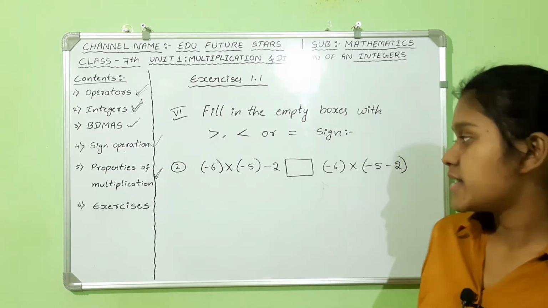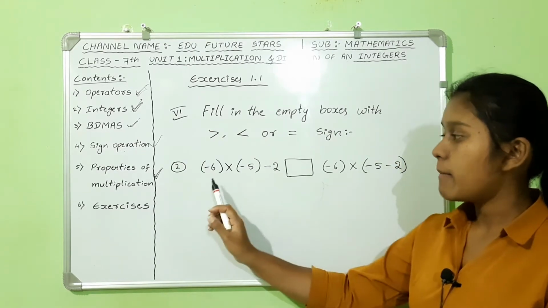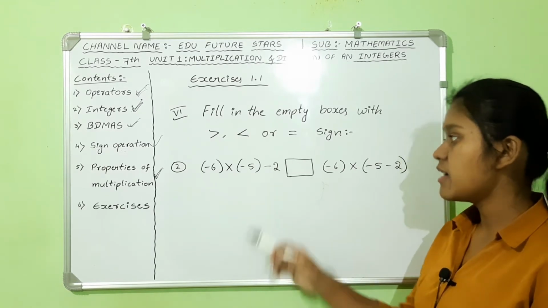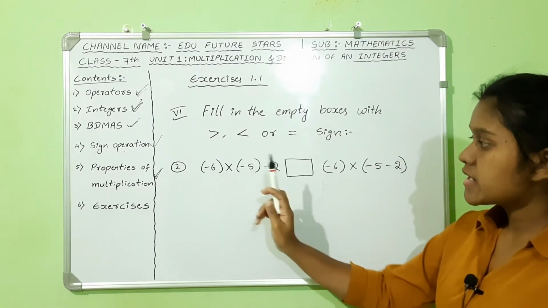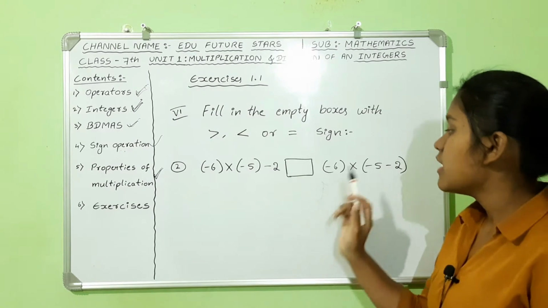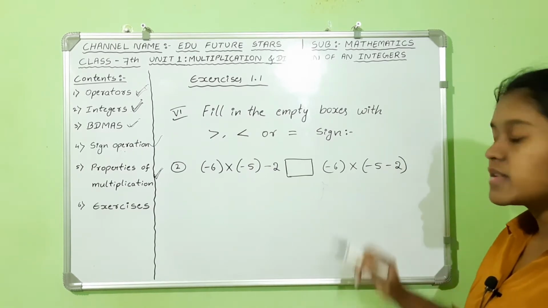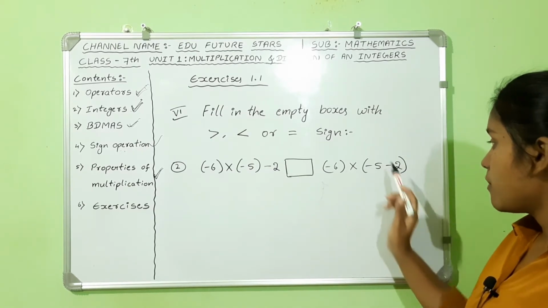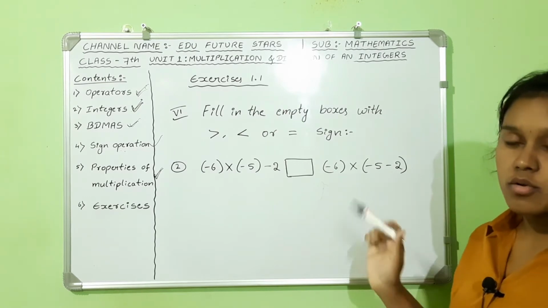Okay friends, now let's see the second question here. Minus 6 into minus 5 minus 2. Minus 6 and minus 5 are in a bracket. And let's see the right hand side. Minus 6 is in the bracket. And also minus 5 and minus 2, these two are also in a bracket.